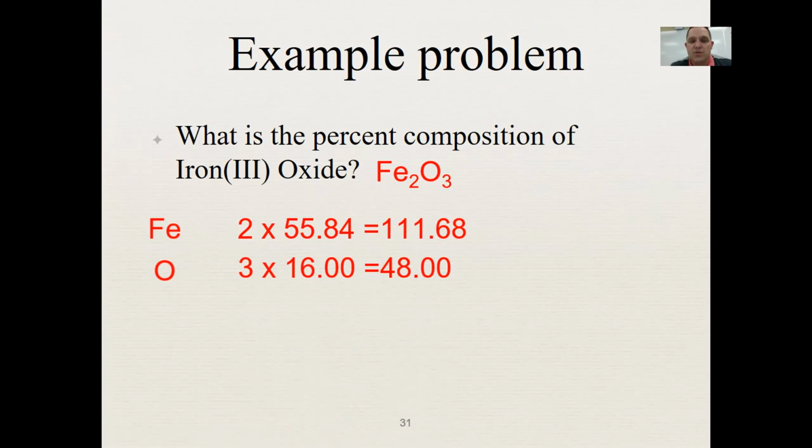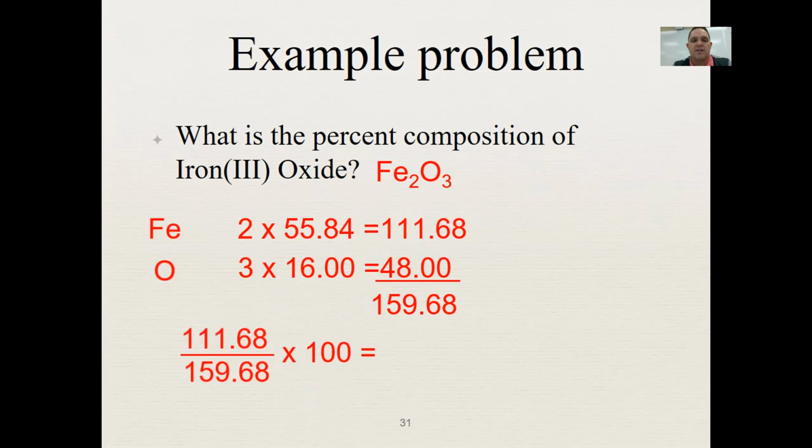Now, by finding those two and adding them together, we find the total. And that's a big deal here because we want to know what we're looking at on top divided by our total. So that 159.68 is our total. That's the maximum we can get. So I'm going to move our iron down. That's just the part of iron. And then we're going to divide it by our total, which was 159.68. Percent means by 100. So times it by 100.